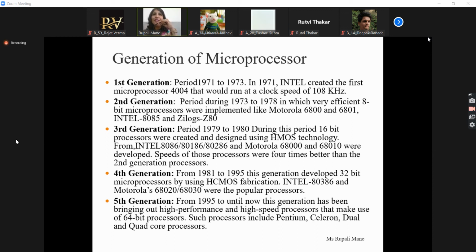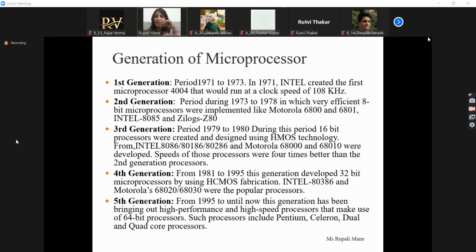The only difference is that nowadays advanced features are added in the microprocessor. But if you ask about the address bus, it will remain the same for all. If you ask about the data bus, the function will remain the same for all. It will not change, whether you have a basic or a high-end microprocessor. Then the fourth generation came in 81 to 95.